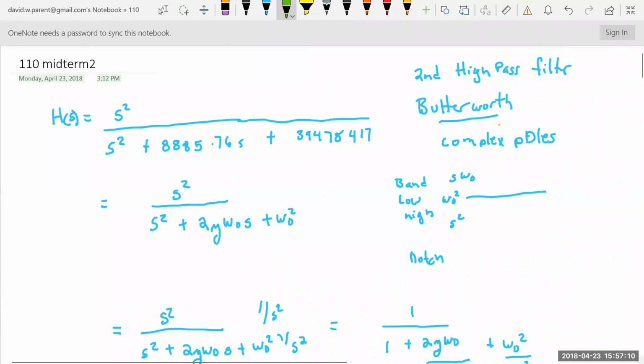Now maybe what's missing is saying, hey, here's this second order structure, and the only difference is in fact the numerator, where the band is S omega naught, low is omega naught, high is S squared, and then the notch is the sum of these two. All right. Which really helps me to understand what's going on.